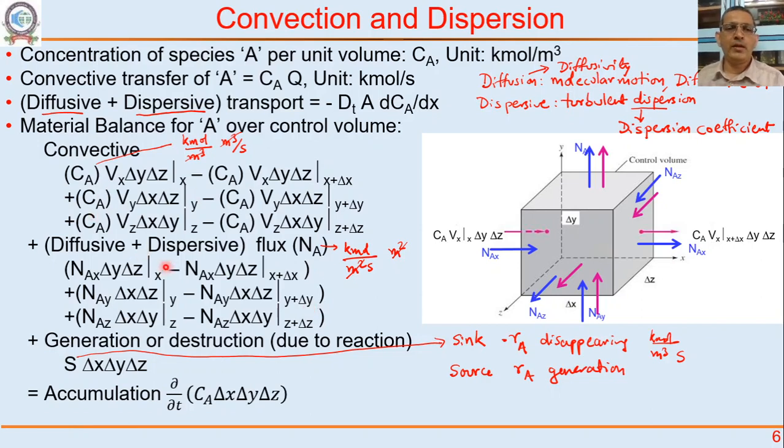In, out, generated or reacted must be equal to accumulation. Accumulation is nothing but change with respect to time of the total number of moles of A in the control volume. That's nothing but concentration multiplied by volume. So that's our accumulation. So if you divide throughout by delta x, delta y, delta z, take the limit as delta x, delta y, delta z tending to 0, you can simplify. You have done this in your undergraduate course.